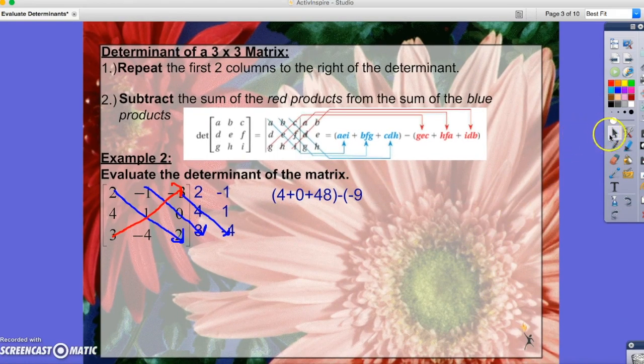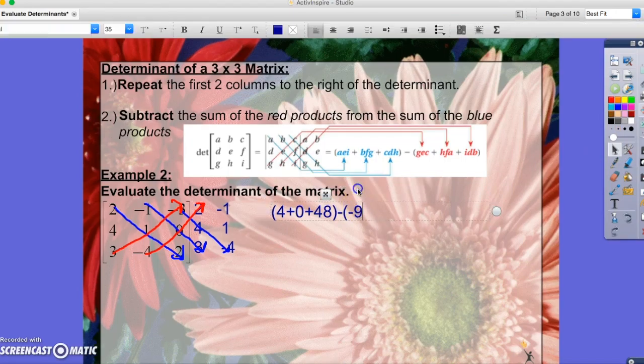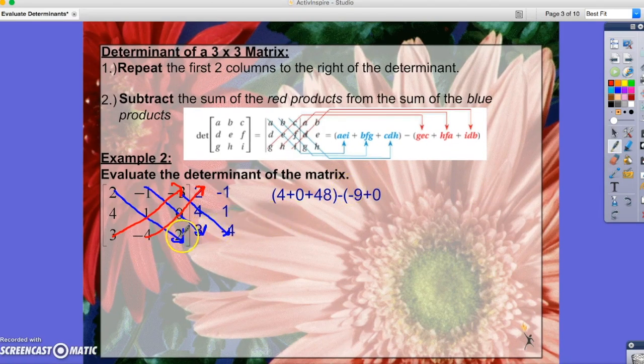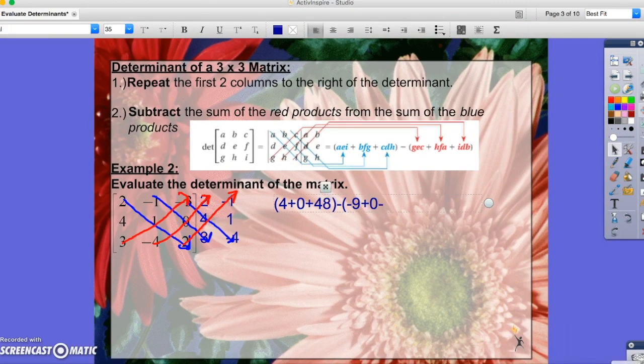All right. Negative 4 times 0 times 2. Negative 4 times 0 is 0. 0 times 2 is 0. And then 2 times 4 times negative 1. 2 times 4 is 8. 8 times negative 1 is negative 8. And that is how I do my determinant.